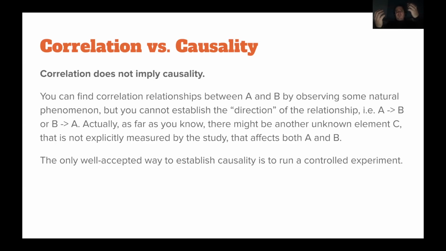First of all, you don't know if A is causing B or if B is causing A, because the order between them is interchangeable, right? If you change them, the correlation is the same. So you don't know if one causes the other.